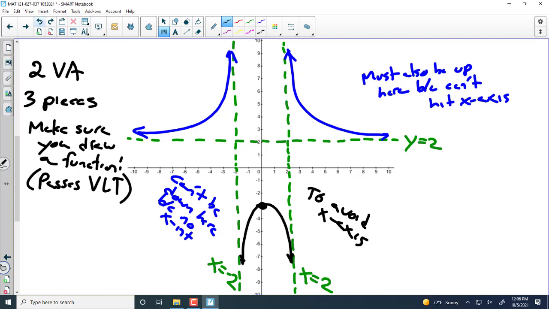Is this a parabola, everyone down here? No, not a parabola. That's how we sketch a rational function, everyone. We did it. It's pretty slick, I think. I actually really like these problems.